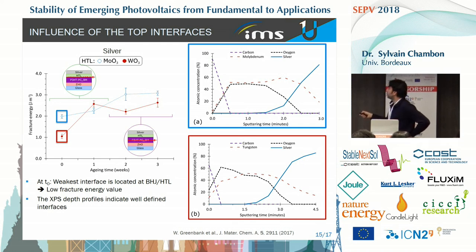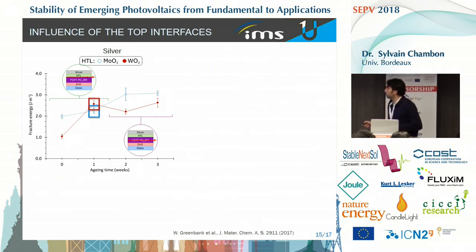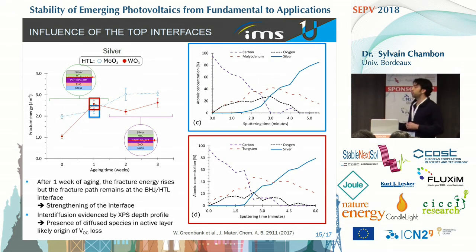As you can see on the XPS, we did some XPS depth profile, and you can see that the interfaces are well-defined and there is no intermixing. You have the molybdenum oxide layer and then the silver, and everything is clear. But as soon as you age the sample, you have an increase of the fracture energy, and the fracture path still occurs at the bulk heterojunction HTL interface.